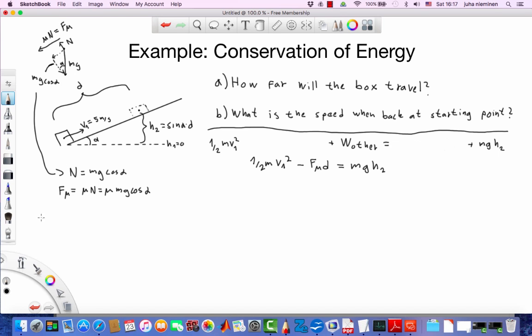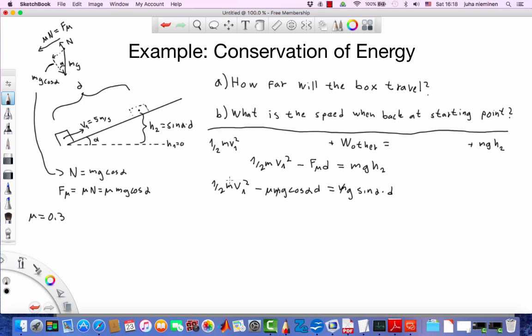Let's give that a value 0.3, for example. Now, plugging these two terms in, half times m v1 squared minus the whole shenanigan of F mu, minus mu mg cosine alpha times d, equals mg, and h2 was sine alpha times d.